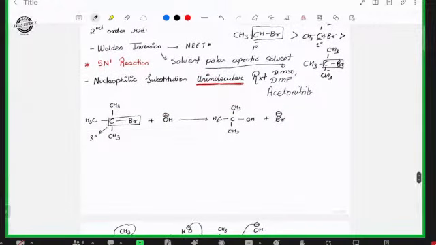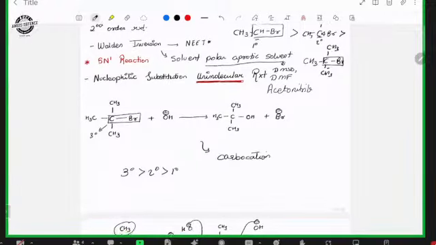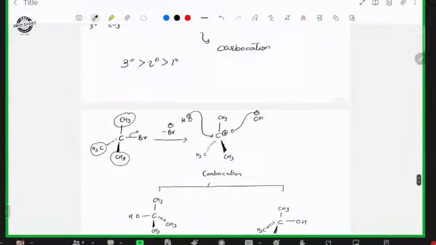Okay. Then comes SN1. For SN1, the reactivity will be tertiary, secondary, and primary. Why? Here there is formation of carbocation. In this step, you can see there is formation of carbocation. And what do you mean by carbocation? A carbocation is nothing but a carbon which is electron deficient in nature. So it is highly electron deficient. So it needs electrons in order to attain stability.